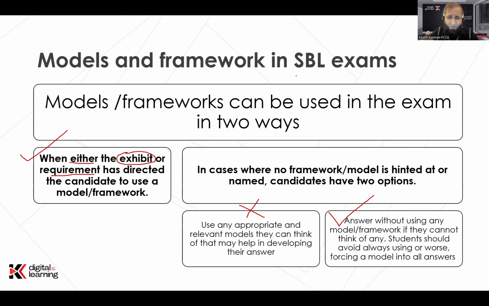Should I give you some examples from the past papers to illustrate situation number one, where a model name or a framework name can be picked from the requirement or the exhibit, and the second situation where you can't pick it? Is everyone clear with this illustration on your screen? Please confirm before we move on.